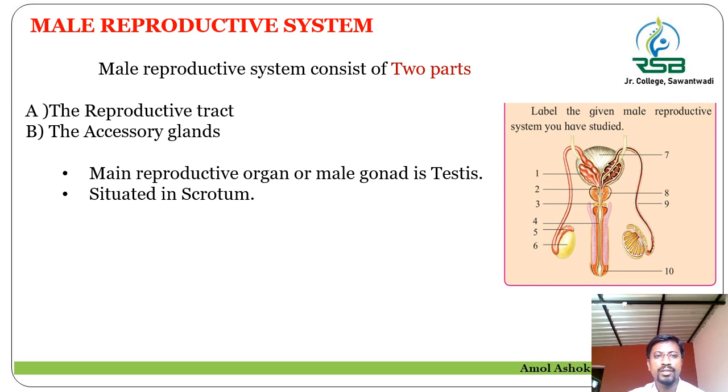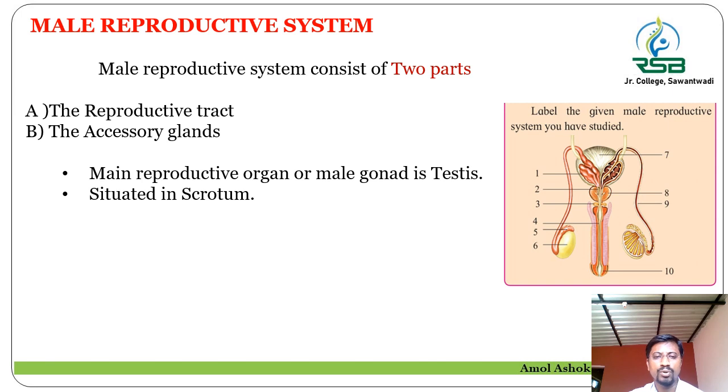Before that, in the human male reproductive system, the main reproductive organ, or the gonad, is the testis. This testis is the important structure associated with the human male reproductive system, and it is situated in a sac-like structure called the scrotum.